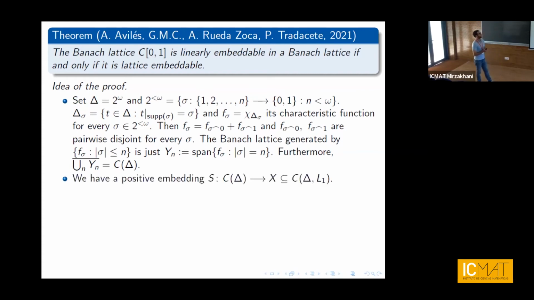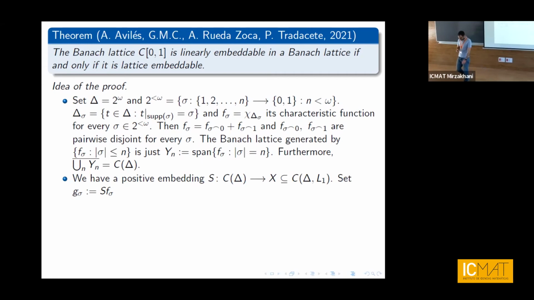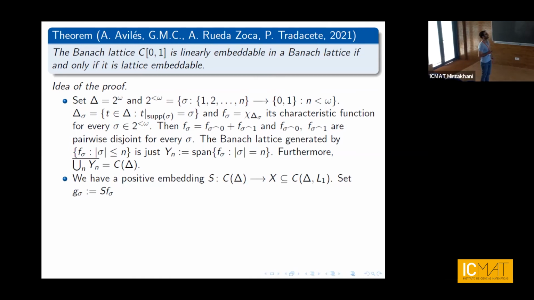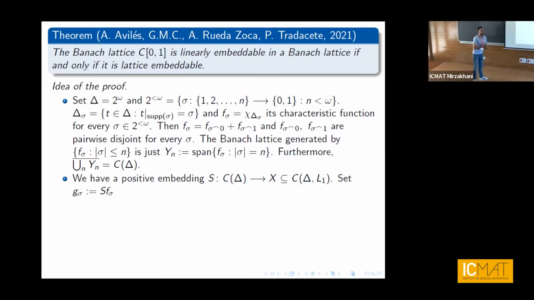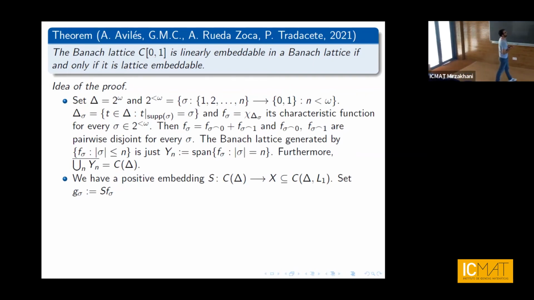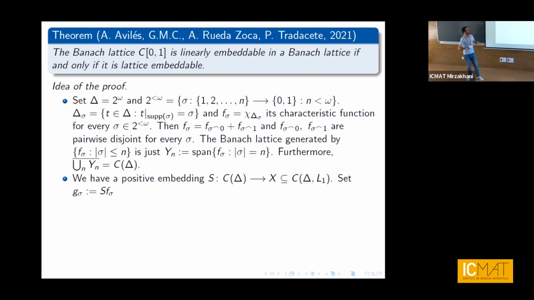So where our starting point was this positive embedding, we consider G sigma as the image through this embedding of the functions F sigma. These functions G sigma already satisfy this condition, and they also satisfy these conditions here: G sigma is the sum of G sigma 0 plus G sigma 1. The point is that since this is a positive embedding and not a lattice embedding, it does not preserve the infima. Therefore, these functions might not be pairwise disjoint when we look at the functions which belong to the same level of the dyadic tree.